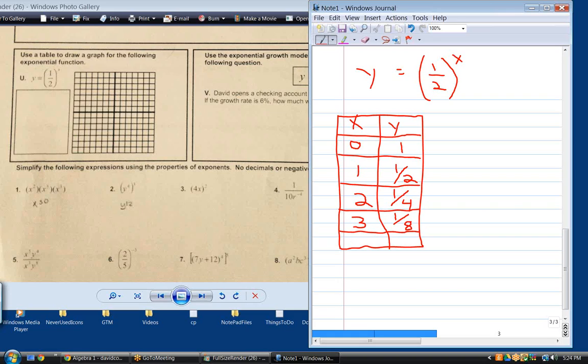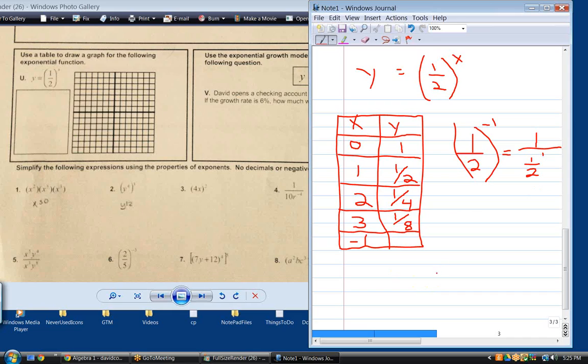Let's try a negative exponent. Negative 1. What is 1/2 to the negative 1 power? Remember, negative exponents, what they mean is 1 over 1/2 to the positive 1 power. That's what that means. That's all a negative exponent means. The very first thing you should do is make it the reciprocal, 1 over 1/2.